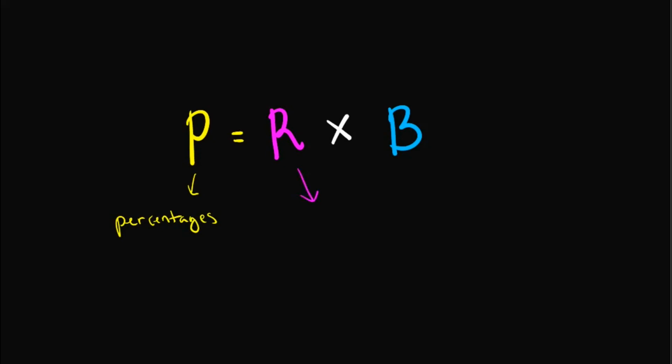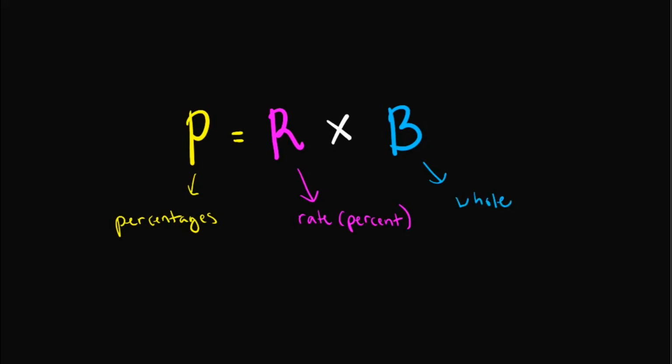P equals R times B. For this one, P refers to the percentages, R refers to the rate or the percent, and base refers to the whole.